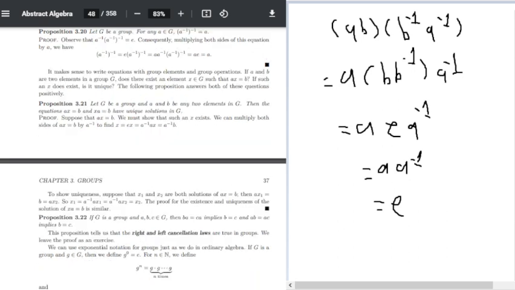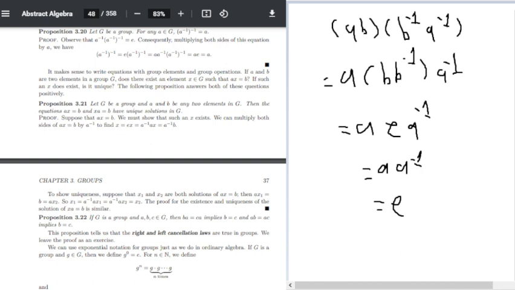Proposition 3.21. This is actually one of the biggest motivators behind a lot of this. Basically, what structure do we need to have on a set so that we can solve basic linear equations? And this answers that: we need a group structure. Proposition 3.21. Let G be a group, and A and B be any two elements in G. Then the equations AX equals B and XA equals B have unique solutions in G.